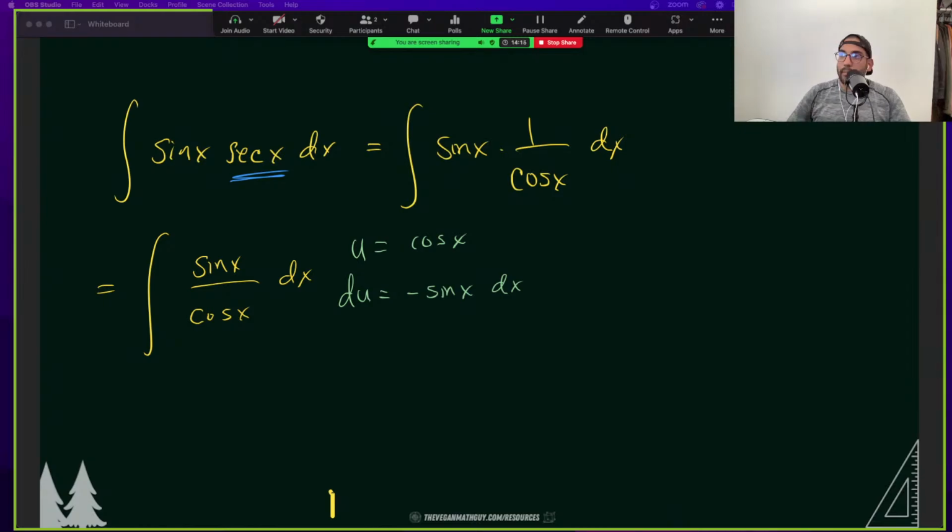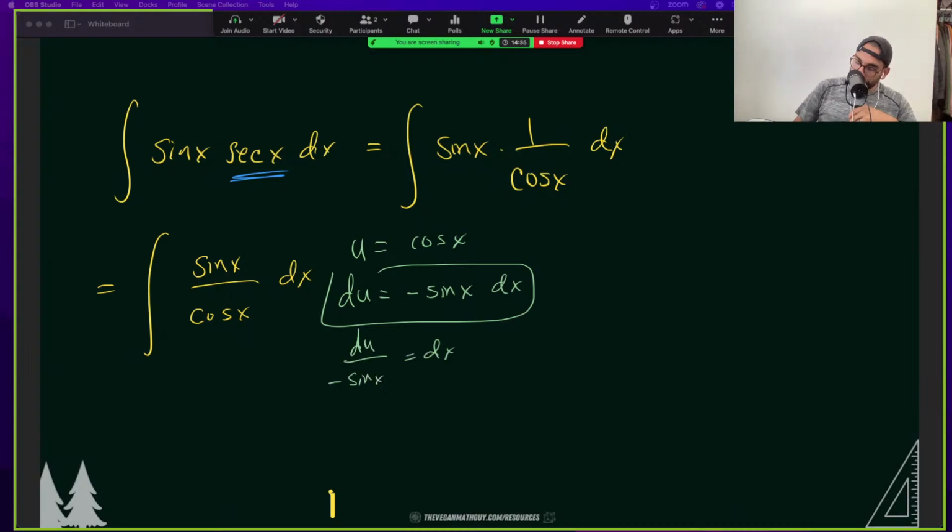But anyway, if you guys are seeing this, I'm going to go ahead and start rewriting my integral now that we found the value of u and we have our dx. Before we continue, I'm going to rewrite this and isolate the dx. So I'm going to write this as du over negative sine of x is equal to dx. And that's going to help us rewrite our integral.